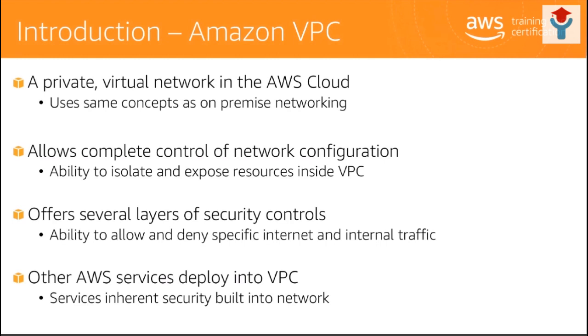You can deploy your Amazon VPC in a way to layer security controls in the network. This includes isolating subnets, defining access control lists, and customizing routing rules. You have complete control to allow and deny both incoming and outgoing traffic. Finally, there are numerous AWS services that deploy into your Amazon VPC that then inherit and take advantage of the security that you have built into your cloud network.